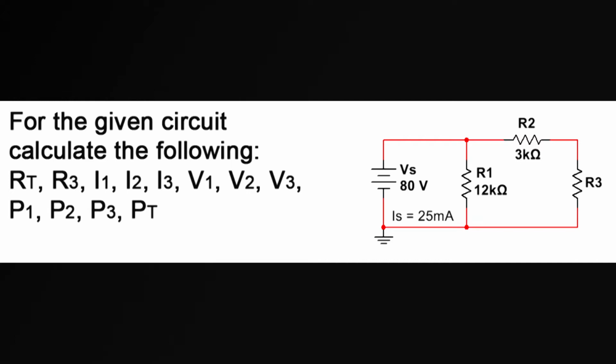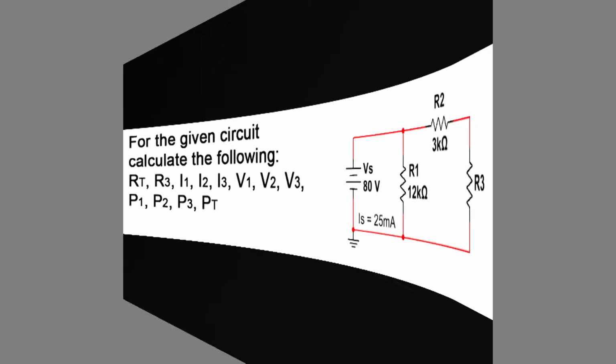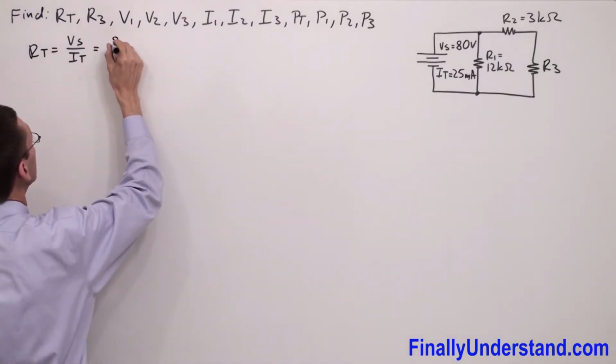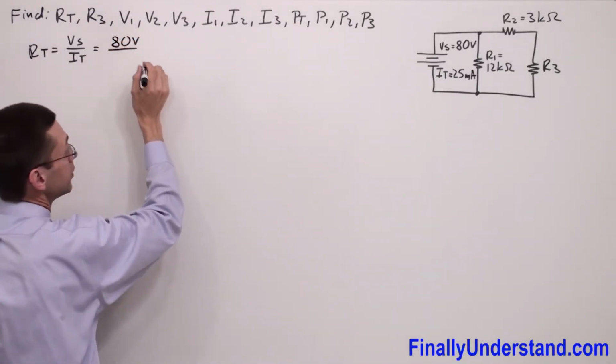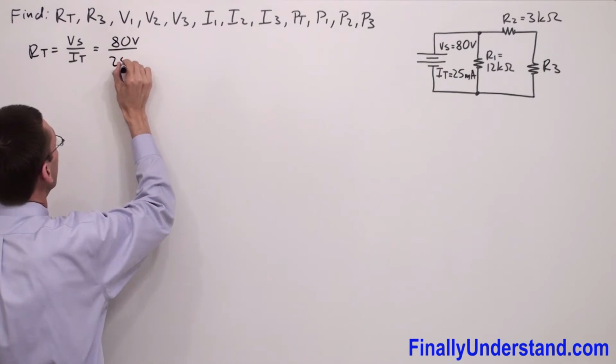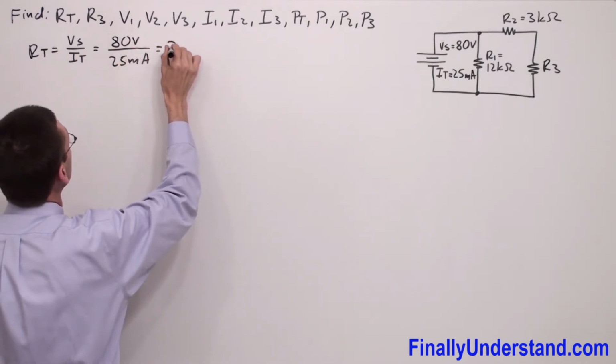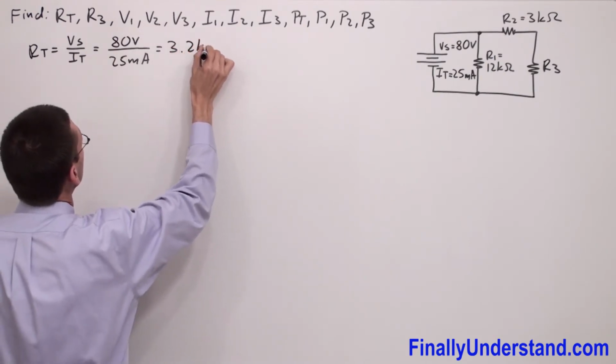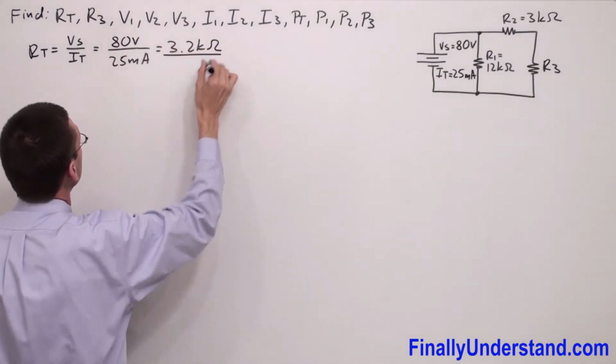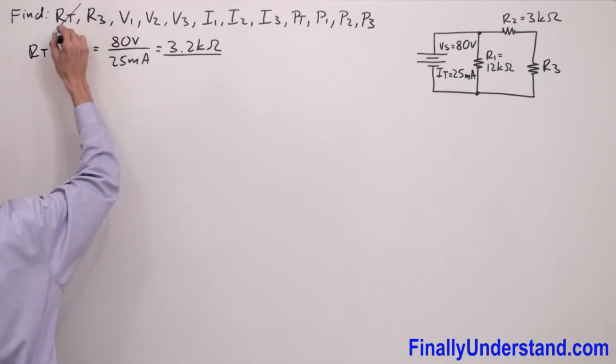Let's take a look at this example. First, we're supposed to find total resistance. So, R total is equal to voltage source over I total. This is Ohm's law. Voltage source is equal to 80 volts and I total is equal to 25 milliamps. Okay, so this is equal to 3.2 kiloohms. Okay, this is my R total.